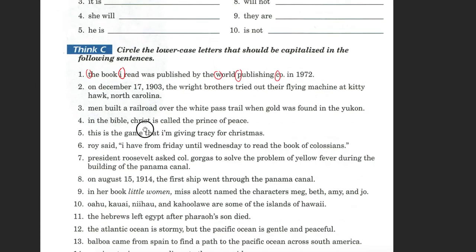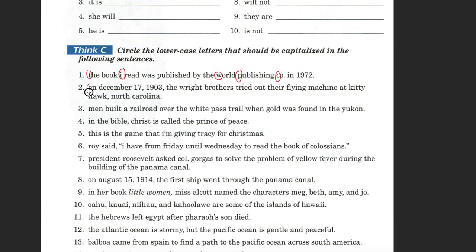Okay, so let's do number 2 together also. The O in "on" needs to be capitalized, of course. December, names of months need to be capitalized. The Wright brothers, so Wright is the last name, and you also need to capitalize it. Oh, you don't need to capitalize brothers, actually. Sorry. The Wright brothers tried out their flying machine at Kitty Hawk, North Carolina. So Kitty Hawk is the name of a place. So the K in Kitty and the H in Hawk need to be capitalized. North Carolina is the name of a state, so the first letter of each word needs to be capitalized.